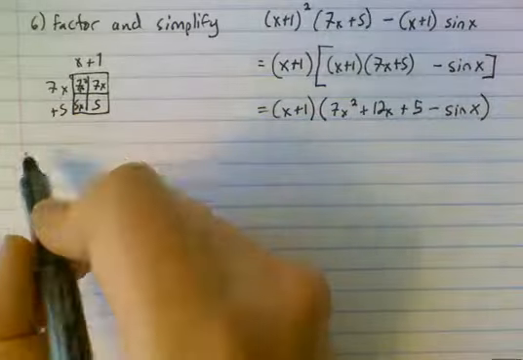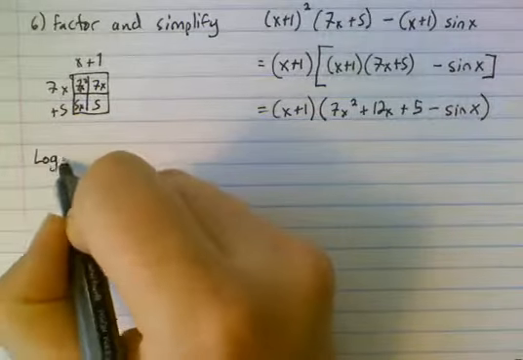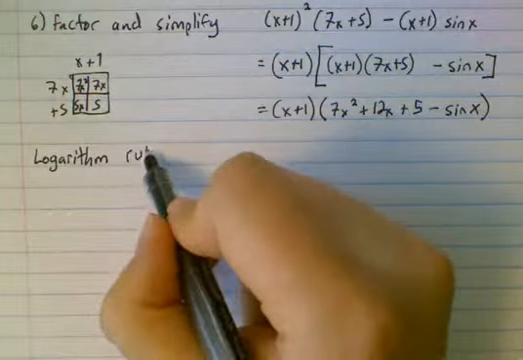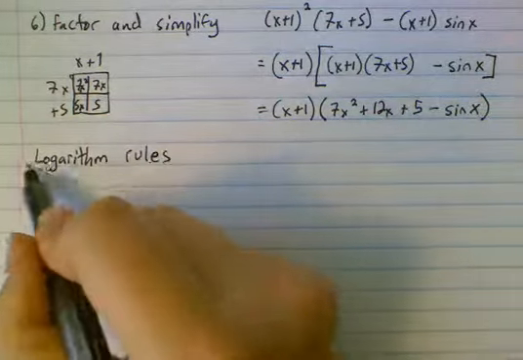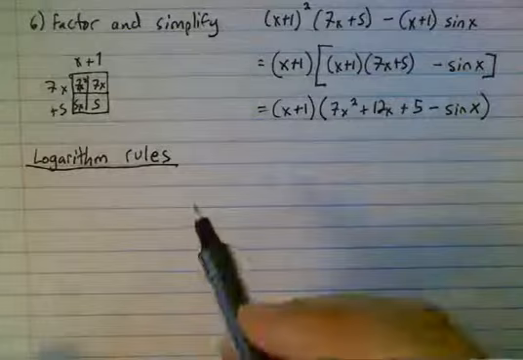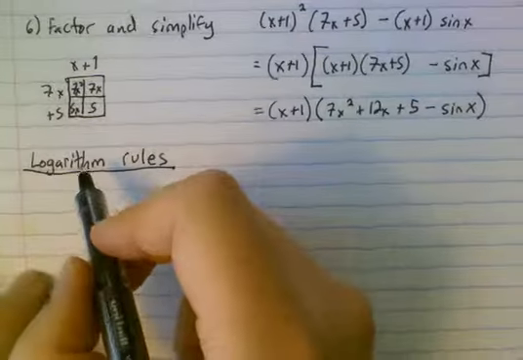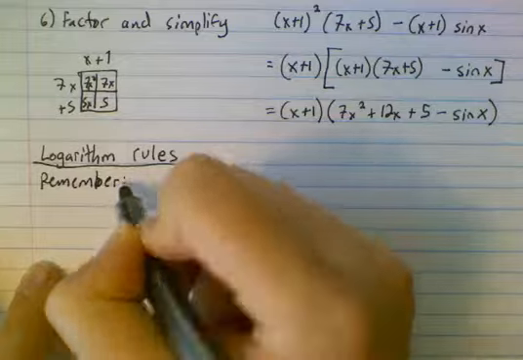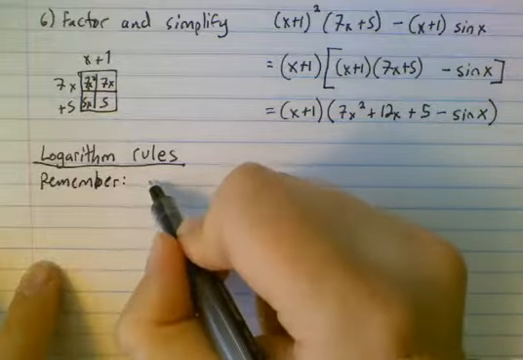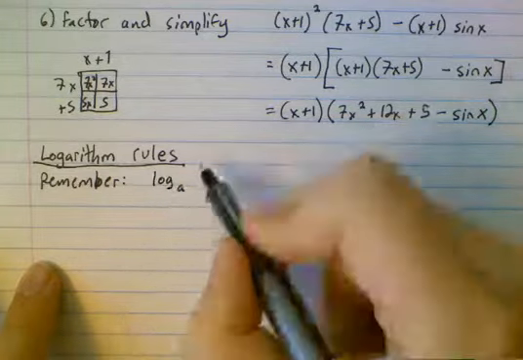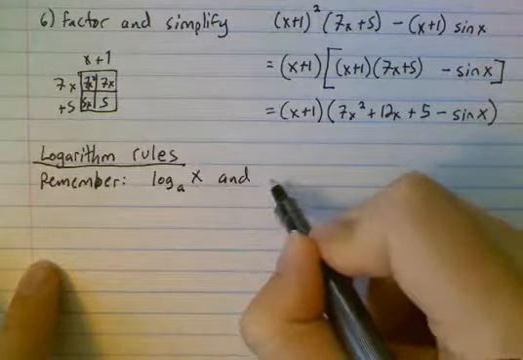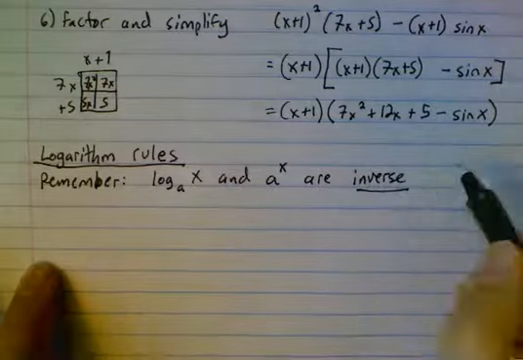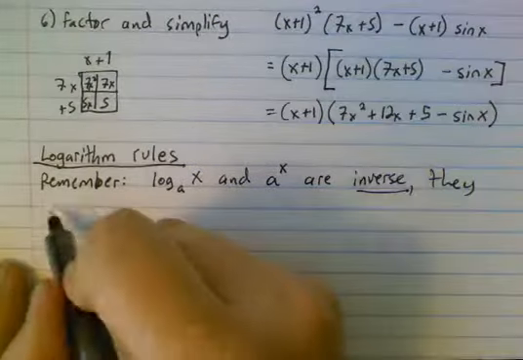Okay, the final thing that we're looking at are logarithms. So let's write logarithm rules. A couple of key things to remember. They like to come up in kind of odd places. Log a of x and a to the x are inverses, meaning they undo each other.